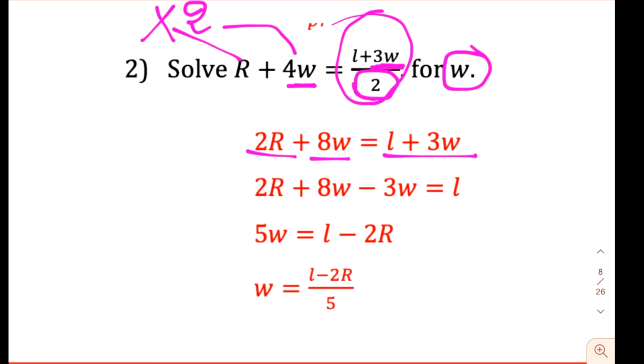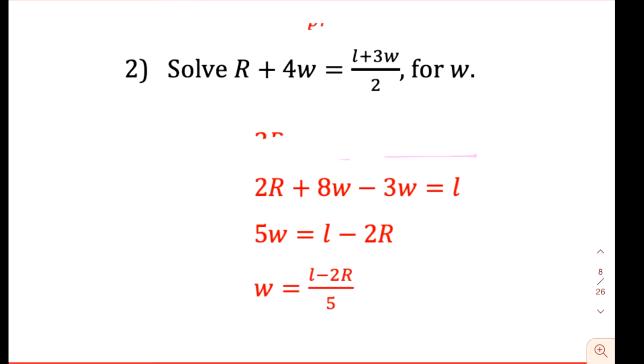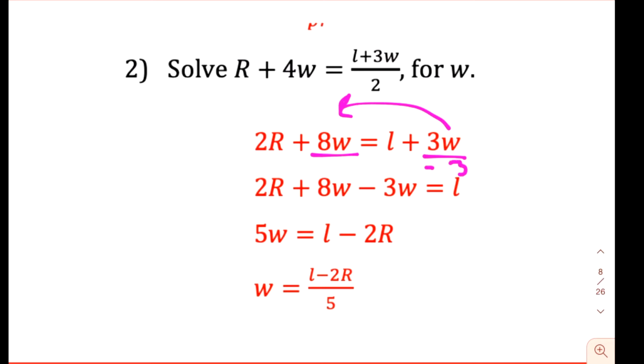Collect the W's together, because you're looking for W, remember. Okay, so I'm going to underline my W again. This is my W. I need to collect it on one side. So to do that, I have to subtract 3W. Subtract 3W from each side, minus 3W. Some of you, they do it this way. Some, they just transpose or move it to the other side and change the sign. It's up to you. You do it the way you like, okay?